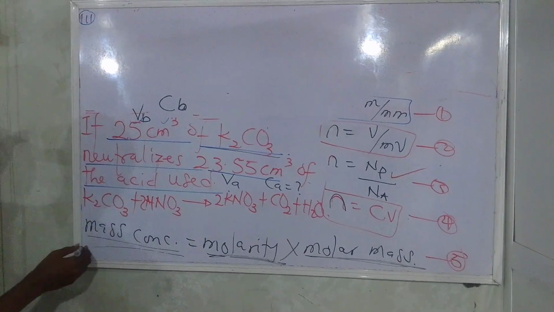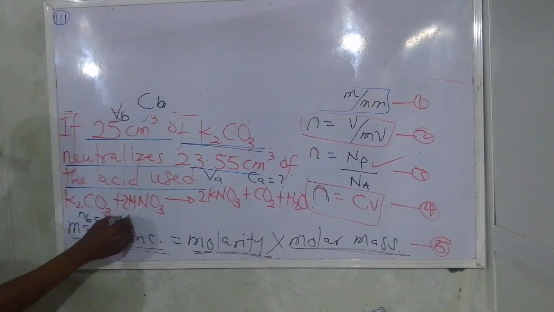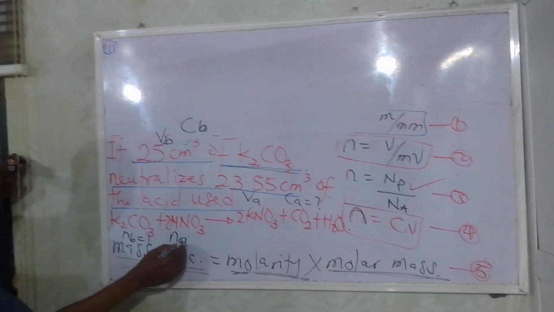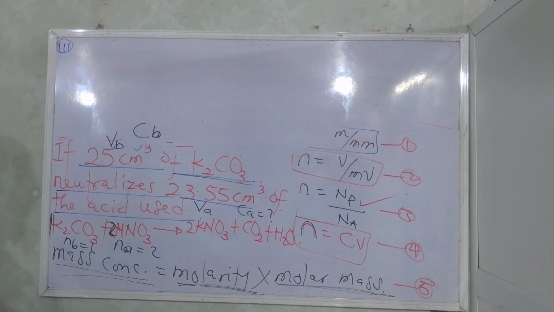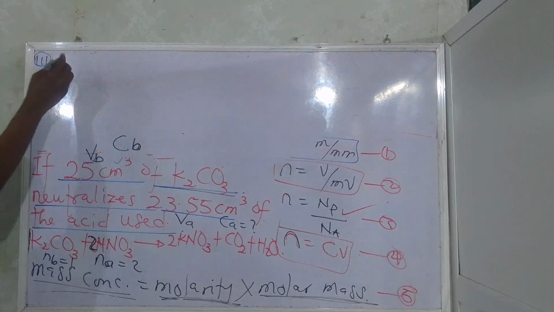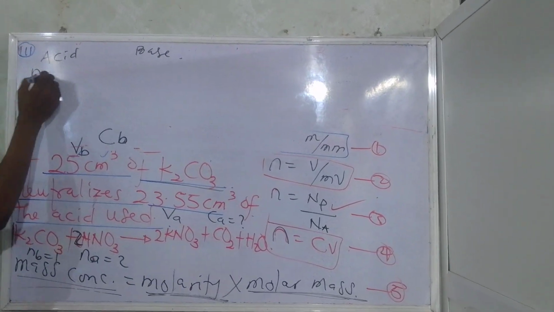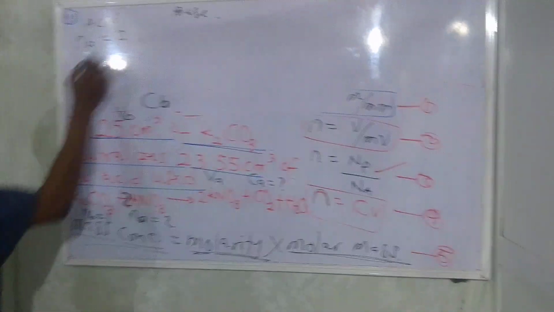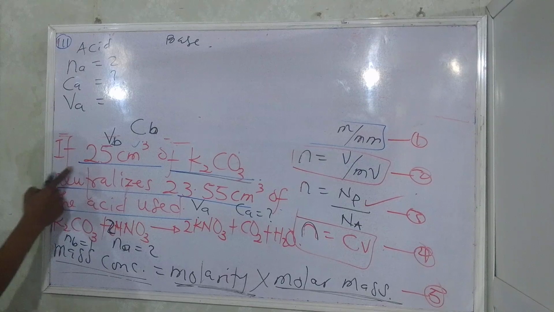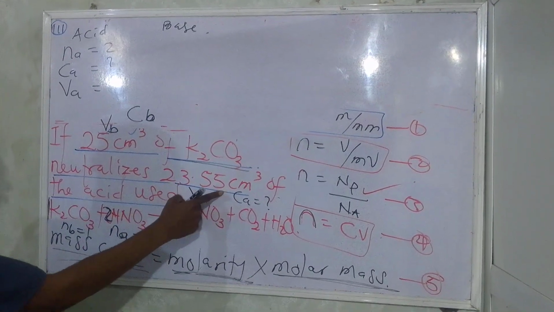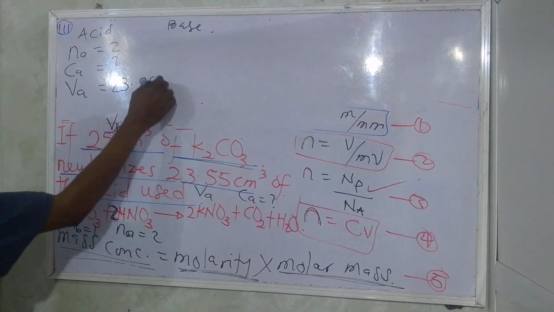From the balanced equation, what is the number at the back of the base? Number of mole of base is 1. Number of mole of acid, Na, is equal to 2. Can you see from the balanced equation the number at the back? So I can clearly write that we have acid: Na is equal to 2, Ca is unknown, and Va, the volume of acid, is 23.55 cm cube.